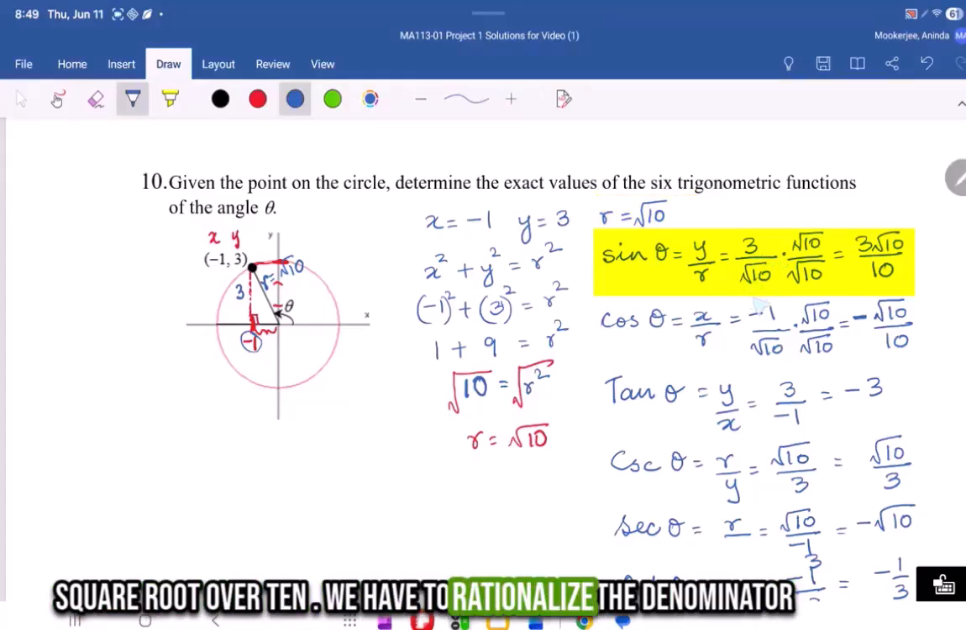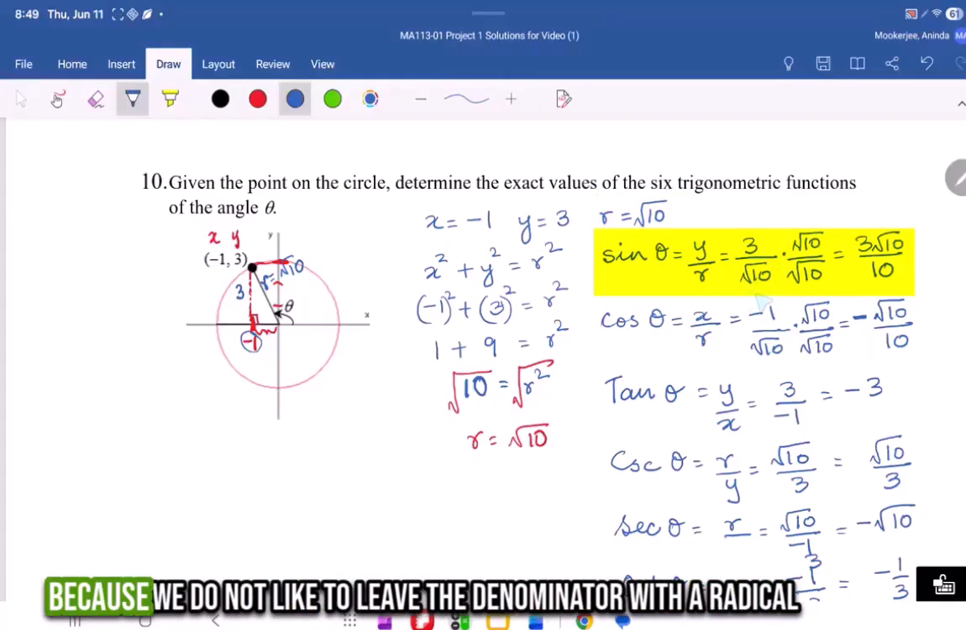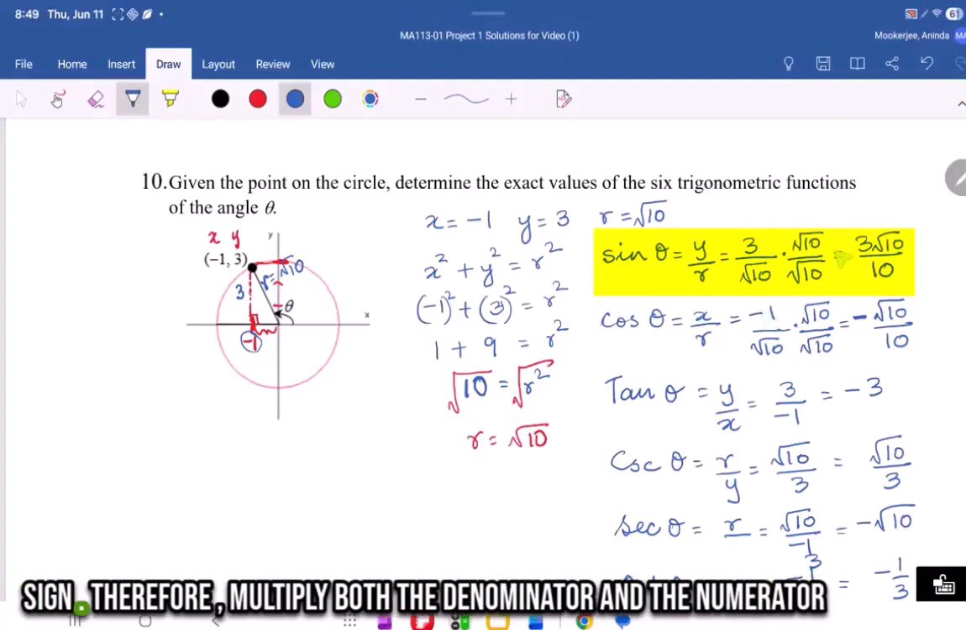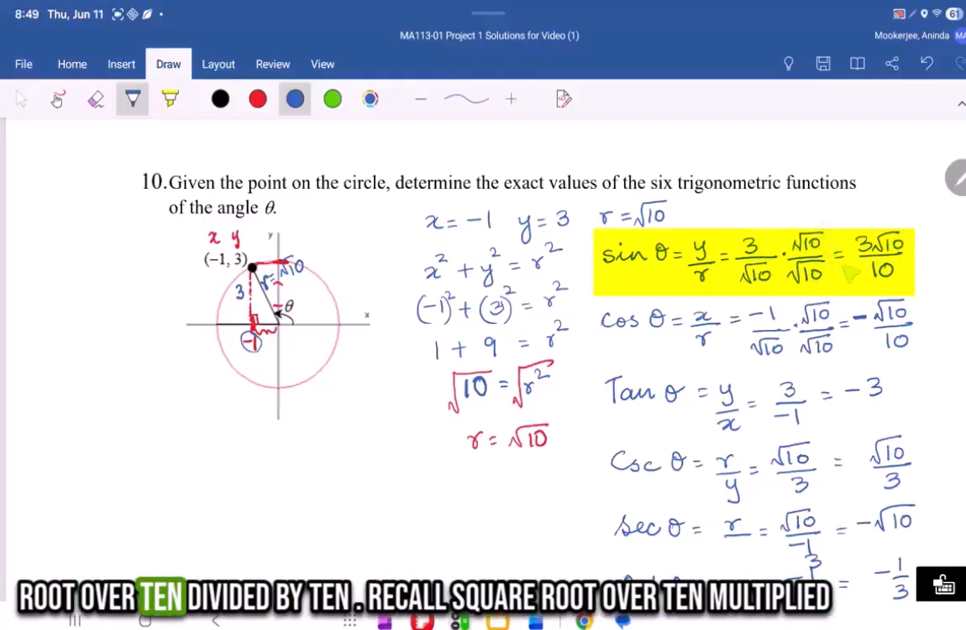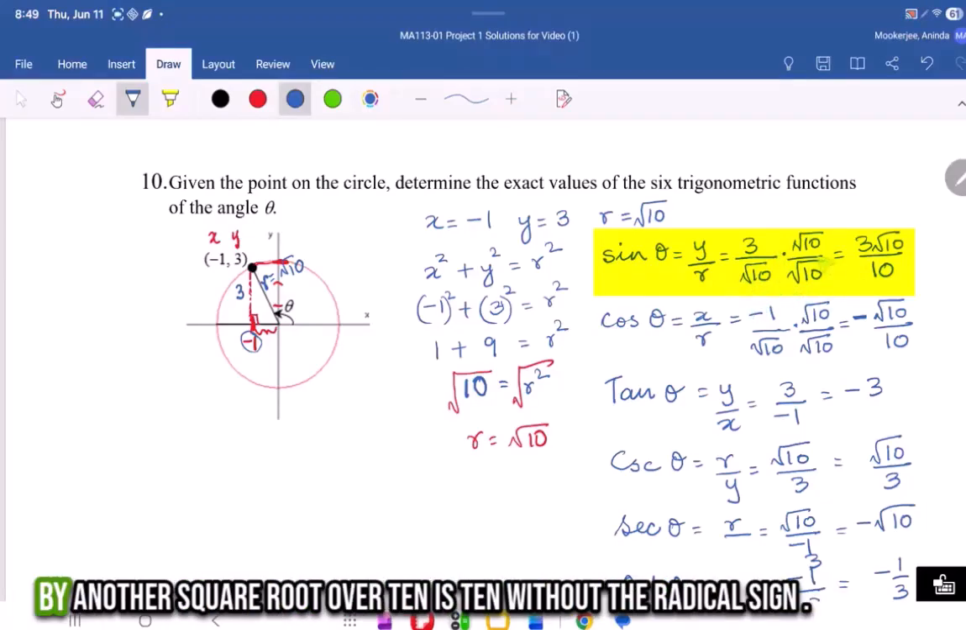We have to rationalize the denominator because we do not like to leave the denominator with a radical sign. Therefore, multiply both the denominator and the numerator by square root of 10 and you'll end up with 3 times square root of 10 divided by 10. Recall, square root of 10 multiplied by another square root of 10 is 10 without the radical sign.